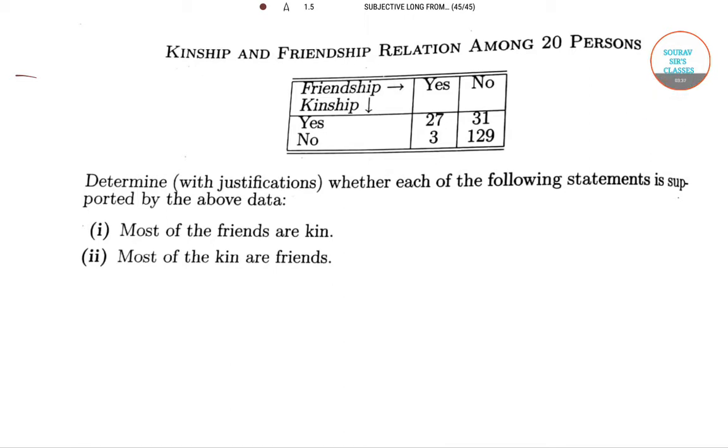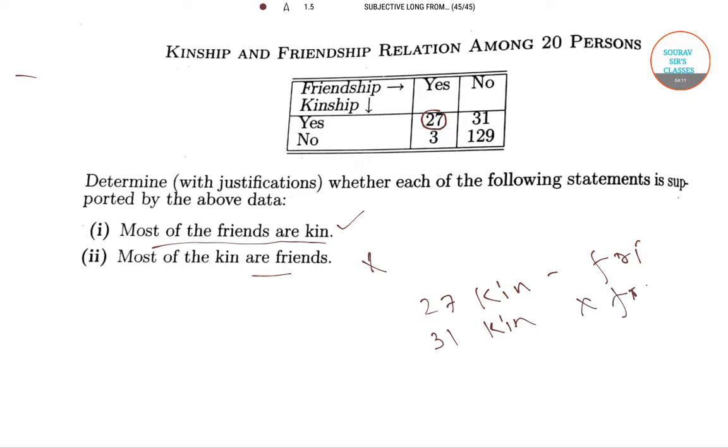From the table, we can say that 27 out of 30 friendships are kinship, while only 3 friendships are not kinship. So we can say that most of the friends are kin. Whereas for the second, that most of the kin are friends, we cannot say that, since for kinship 27 kin are friends but 31 kin are not friends. So we cannot say that most of the kin are friends.